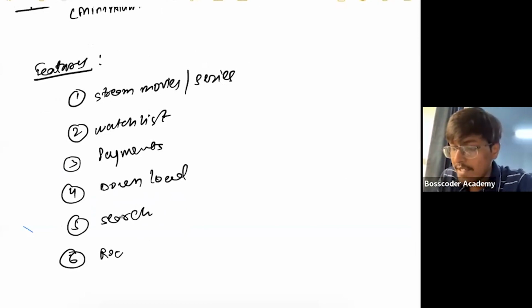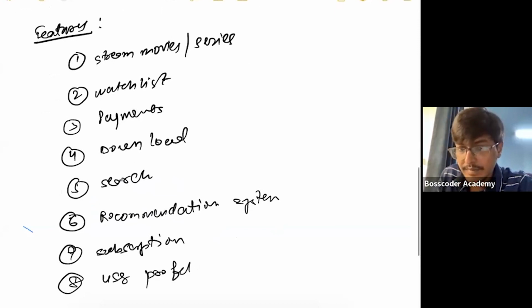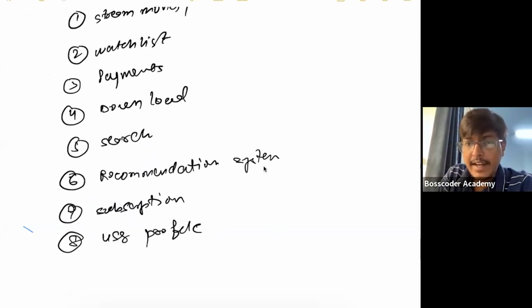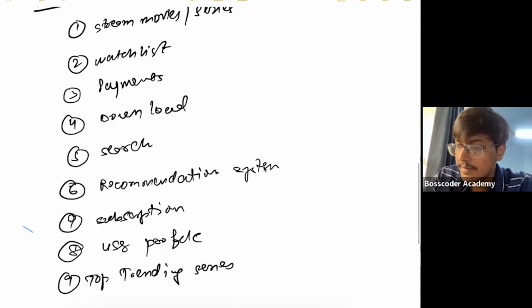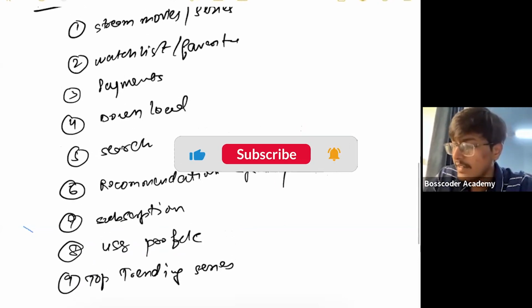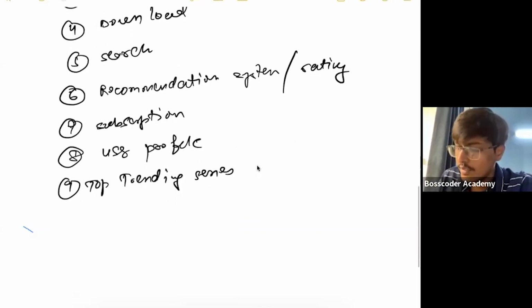There is definitely a recommendation system, which is personalization. There is subscription. With subscription, there is also user profile. There are trending videos, definitely top trending series. Favorite is, I will just write right here. Recommendations, I will write ratings here. Short videos, are there short videos? Not really sure, but let me just write it down. Short videos.